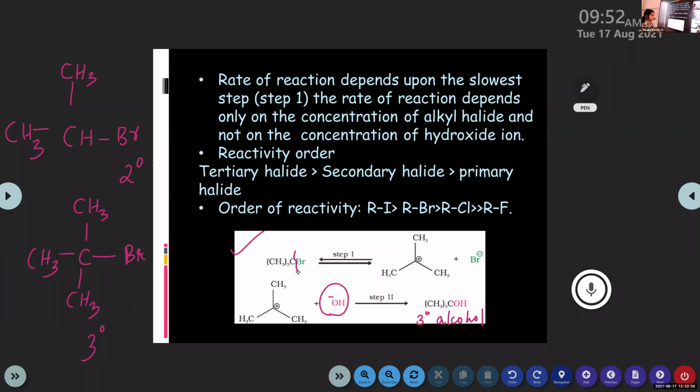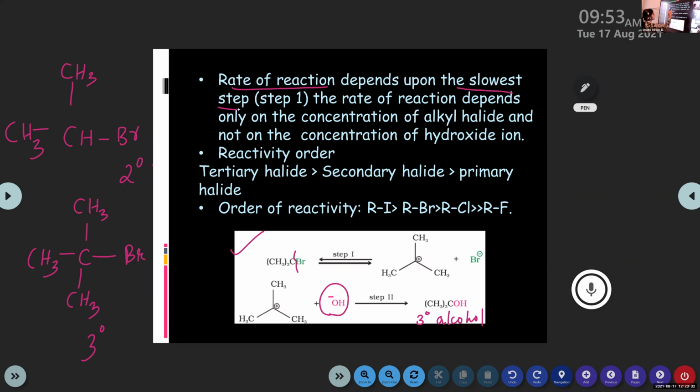So these are the 2 steps. Here, step 1 and step 2 are there, right? The rate of reaction depends upon the slowest step. Okay, there are 2 steps here, and in the chapter chemical kinetics, we have learned that the slowest step is considered as the rate determining step. Do you remember, children? So here, step 1 is the slowest step.